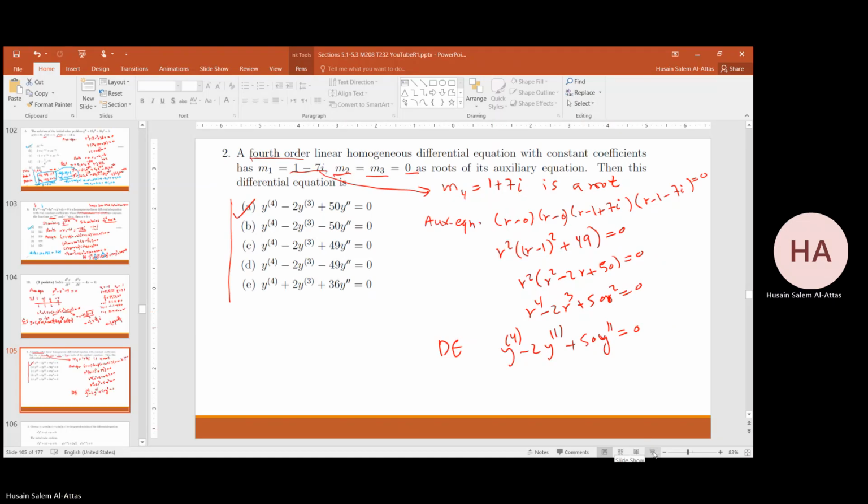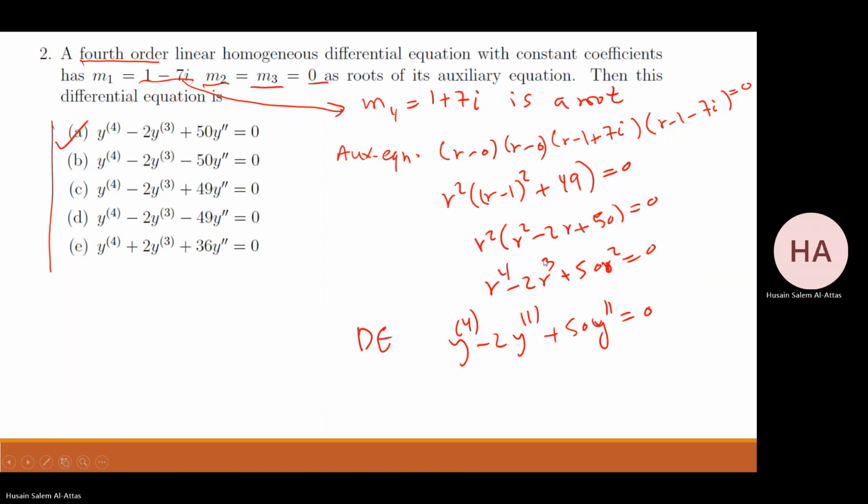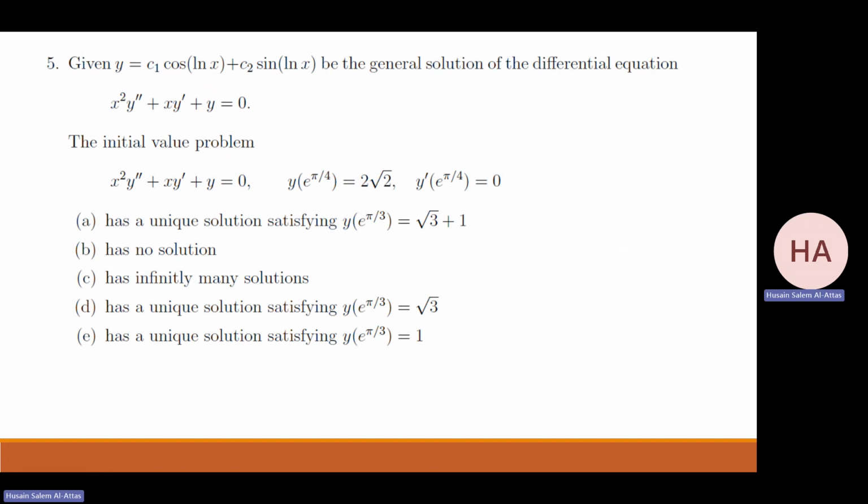Okay, let me do more. Given y equals C1 cosine plus the general solution of this differential equation, then I have this initial value problem. He said it has a unique solution, or no solution. I need to check. I need to find the C's. Can I find only one set of C's or will I find different C's? We'll check.